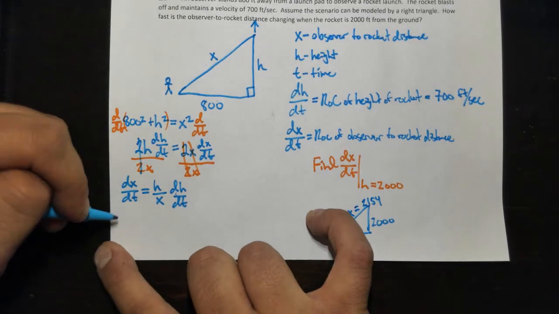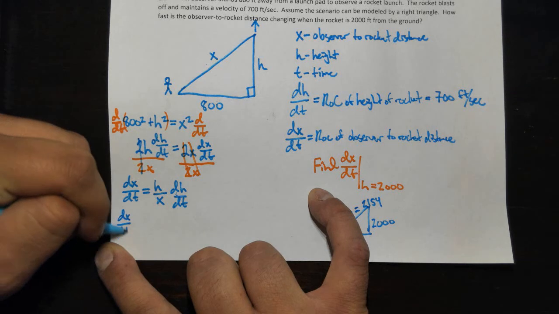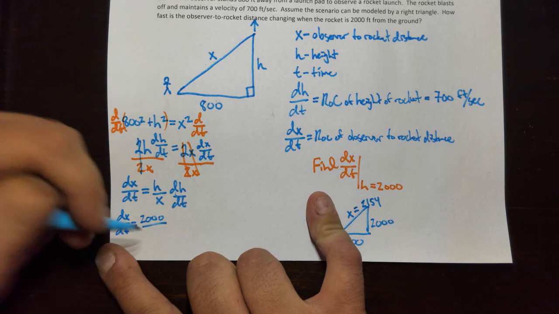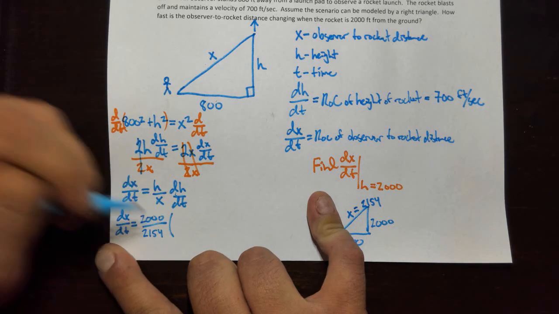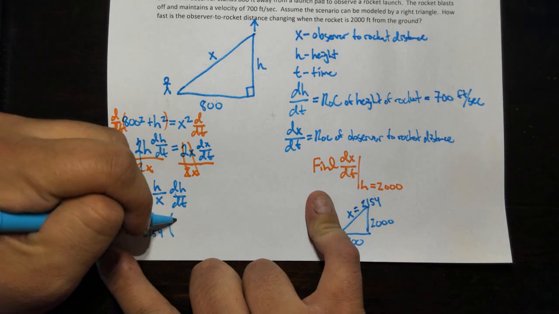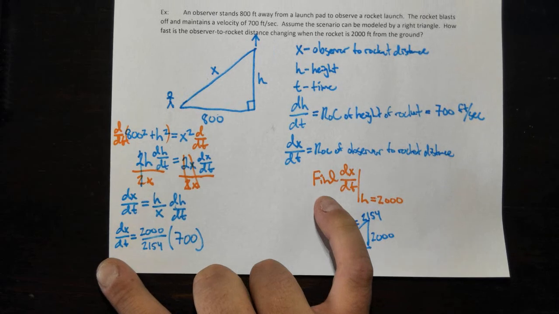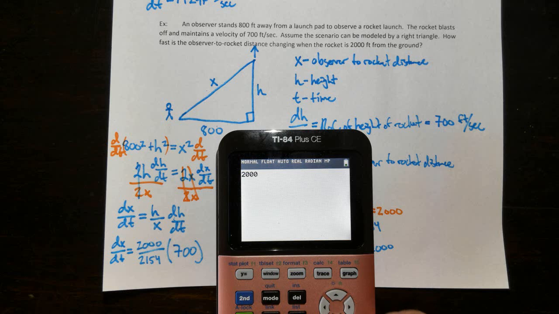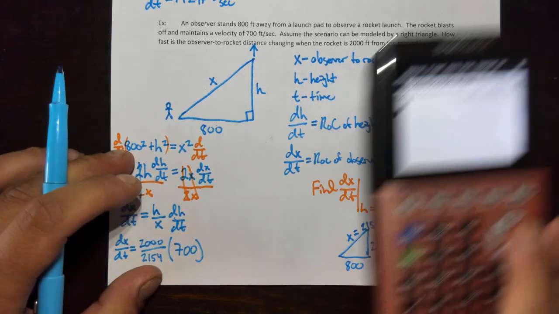So dx dt is equal to h, which is 2,000, over x, which is 2154, times dh dt, which is given to us, 700 feet per second. So we multiply all these together. Again, I'll put it in the calculator. Let's see, 2,000 divided by 2154 times 700. And we get 649.95. I'll just round it to 650.